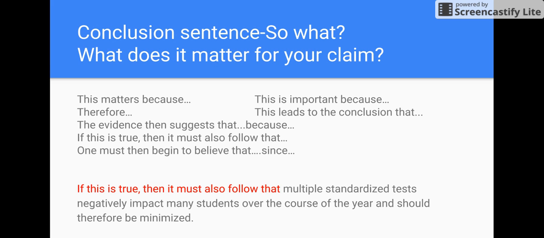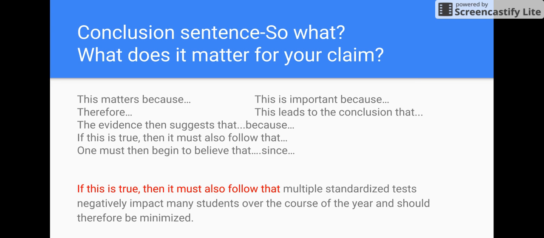Okay, last step, conclusion sentence. You have to think for your conclusion sentence, somebody's going to say, so what? So what that that's your evidence and that it goes to that reason. How is that working for your claim? Okay, this is where you're going to bring it back to your claim. So I got a bunch of sentence starters again.